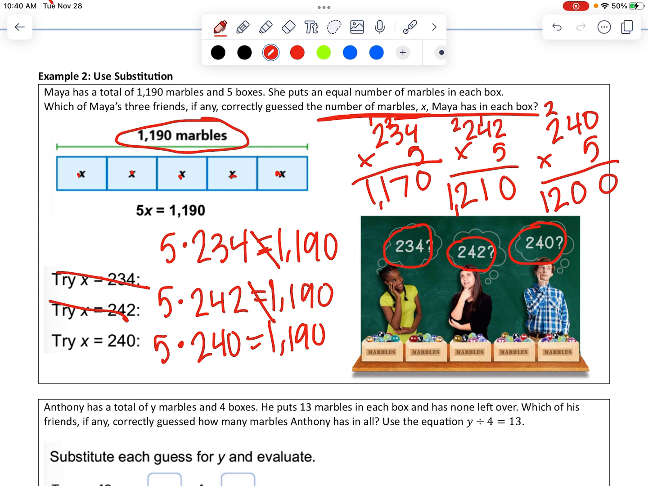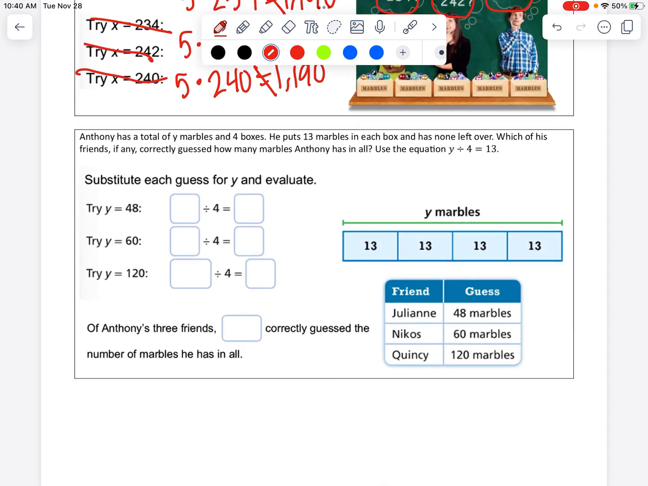So it means no one got it correct, okay? So they all got it wrong. And so all the question is asking is which of Maya's 3 friends, if any, correctly guessed the number of marbles? And they were all wrong. So to solve this, we're not going to, but if we wanted to, we would just divide 1,190 divided by 5.